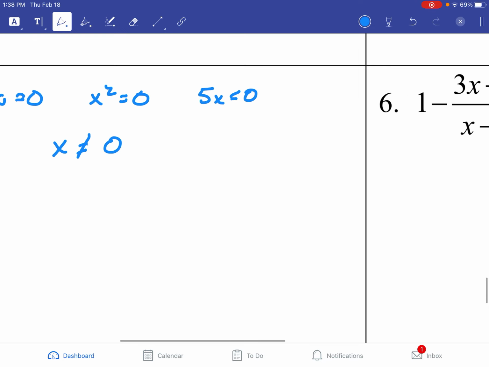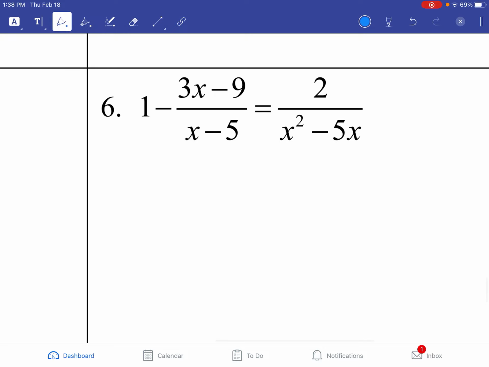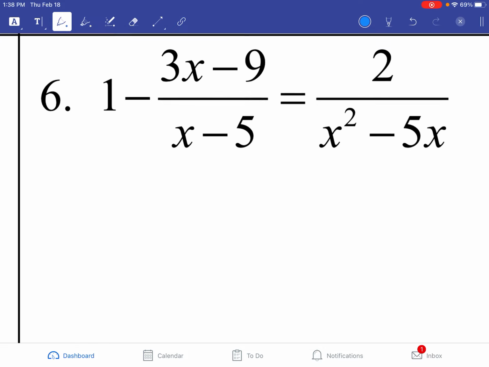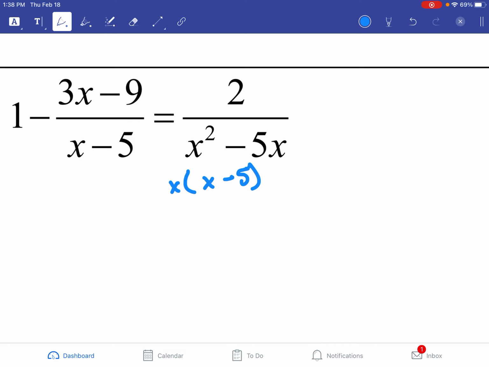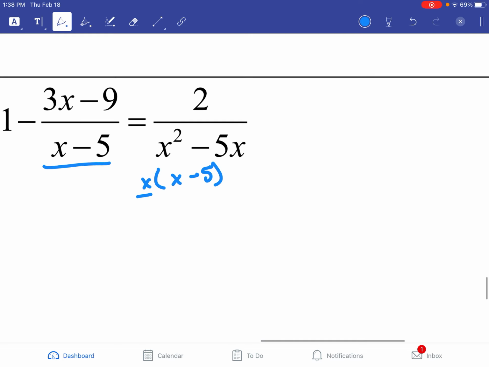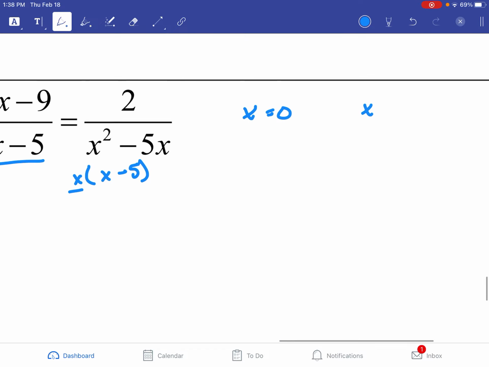All right, one more to go. Trickiest one of them all. So let's look at our denominators. I'm going to factor an x out of the last denominator, so I get x minus 5. Okay, so I'm looking at my denominators. I actually have 2: I have x minus 5, and I have the x. That's the only two distinct denominators I have for this problem. So I have x equals 0, and x minus 5 equals 0. Solve them both, so x cannot equal 0 or positive 5.